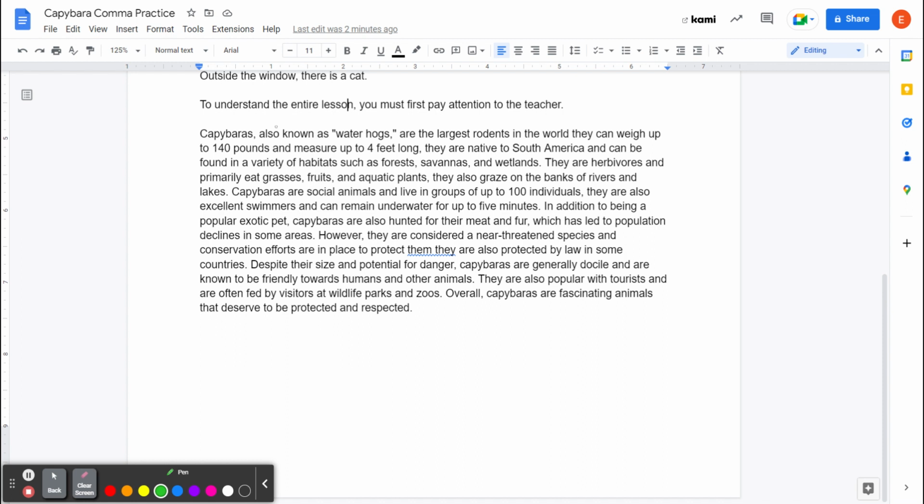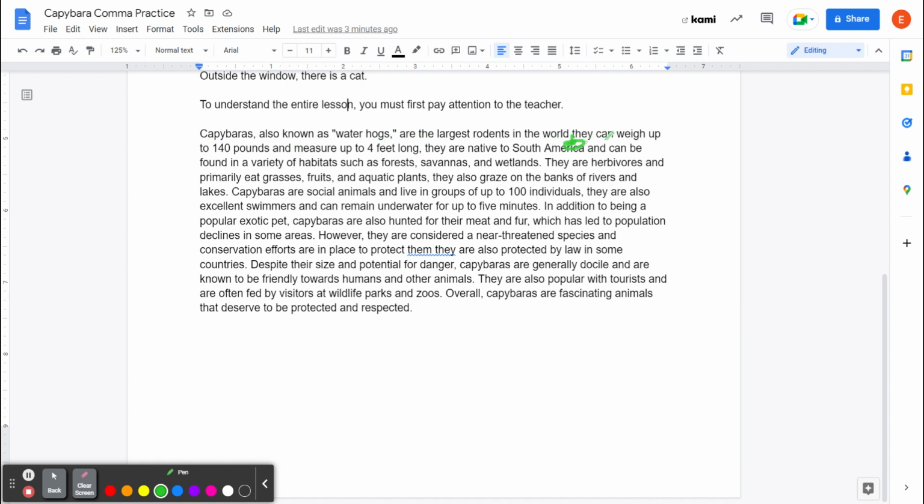They. Well, it sure sounds to me like that's the subject of another sentence, right? This is a complete thought. Capybaras are the largest rodents in the world. That's a complete thought. They can weigh up to 140 pounds. That seems like another complete thought. And so, what I should do in that situation is look and see, is there punctuation separating them? And I look and I see, well, no, there's not. There should probably be a period there. Okay. So, I'm going to put a period there because that's a fused sentence. They can weigh up to 140 pounds and measure up to 4 feet long, comma.